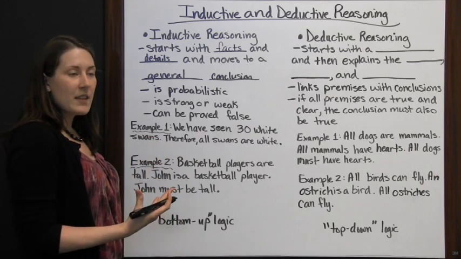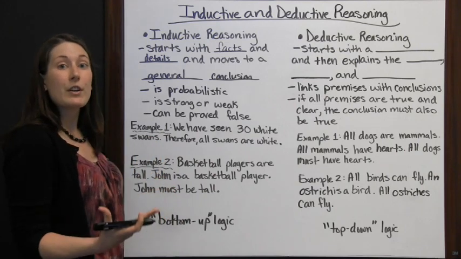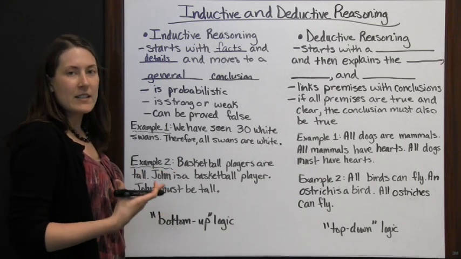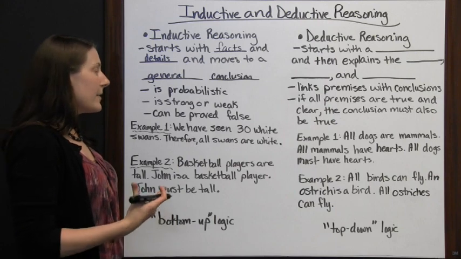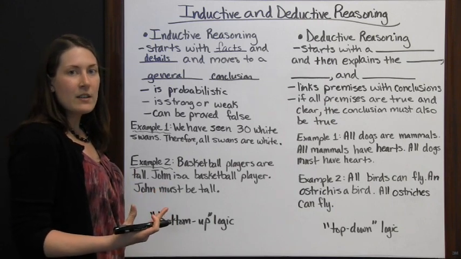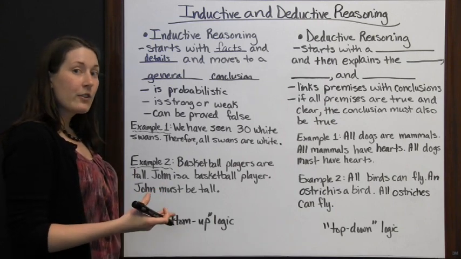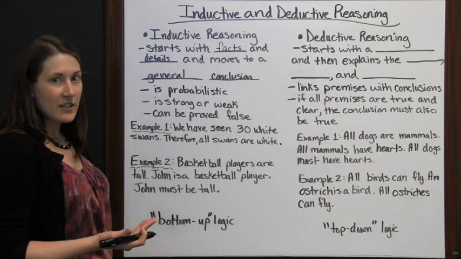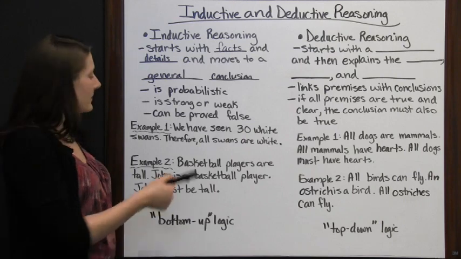Now, these conclusions can be strong or weak, and they can be proved false. You could come up with a conclusion that doesn't actually happen. It's not something that's true. But based on the examples you were given or the facts you were given, the conclusion makes sense, even if it's not true. And that's how inductive reasoning works. So let's look at some examples.